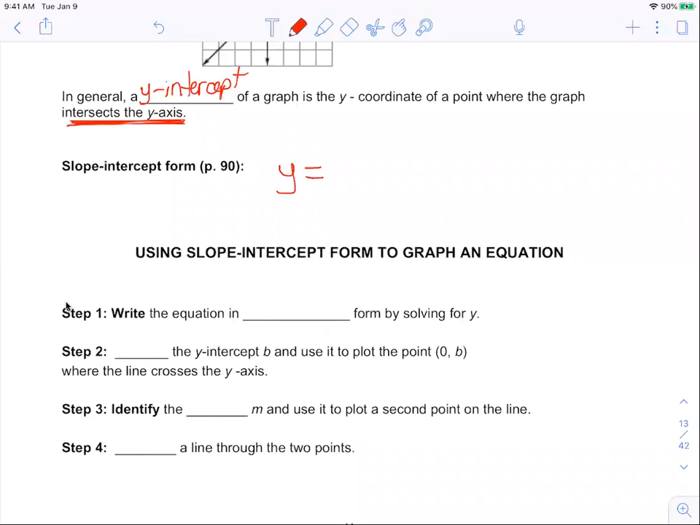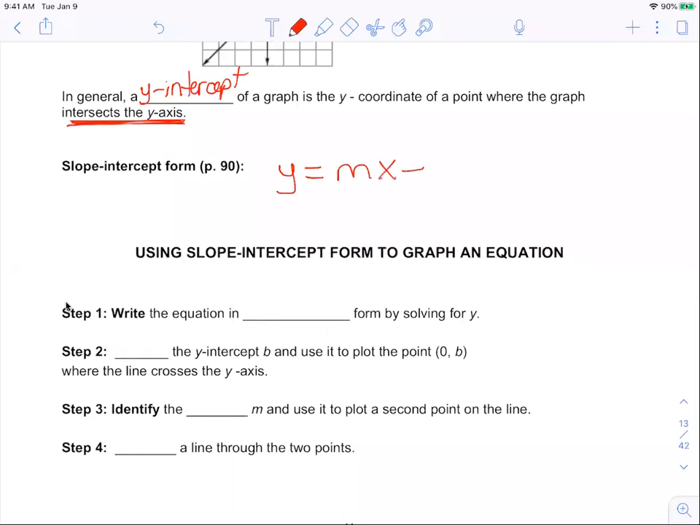Not really. Not really? Somebody want to help her out? What would slope-intercept form look like? Brooke? Isn't it y equals mx plus b?